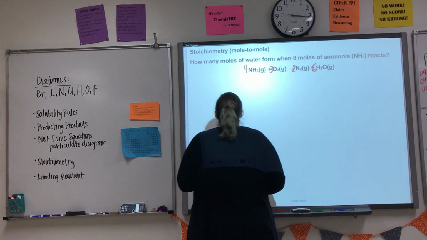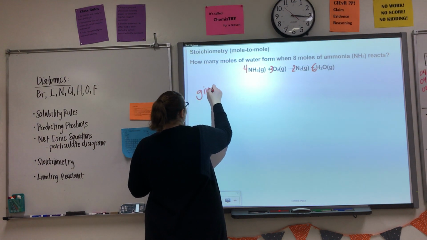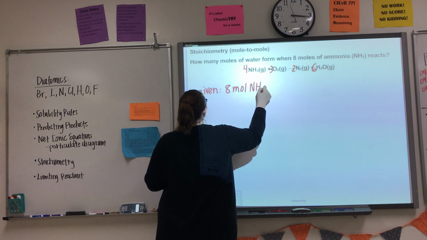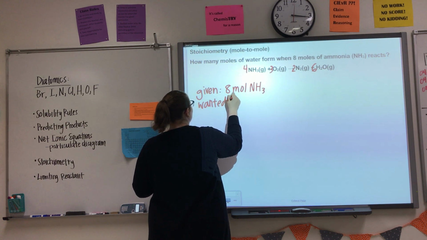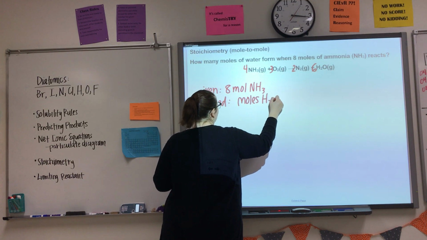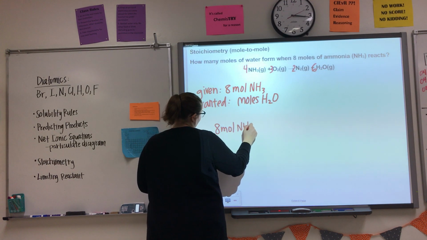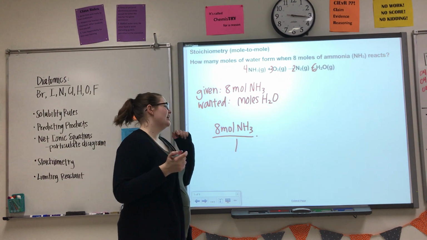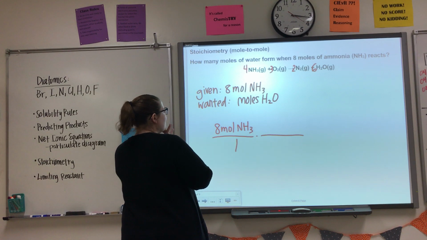And I'm going to start off by writing down my given. So I'm given 8 moles of ammonia. And I want to find out how many moles of water. So I always put my given over 1. I put it over 1 so I don't accidentally multiply it on the wrong line. That's the whole secret to 1. Okay, mole-to-mole ratio is what I get to use now.